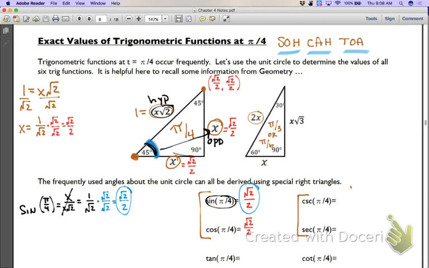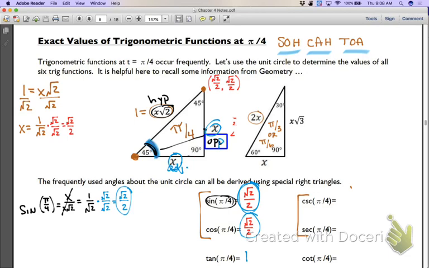Now, tangent's even easier, because what is sine divided by cosine? What is the square root of 2 over 2 divided by the square root of 2 over 2? 1. Again, we could do right triangle trig and take what I have. Remember, that was opposite. This one would be adjacent. So what is x divided by x? 1.